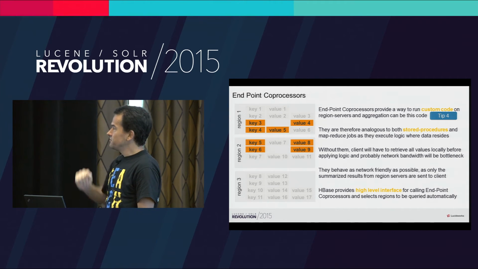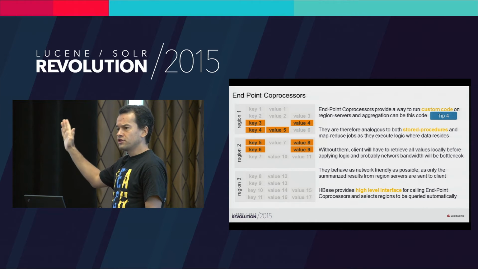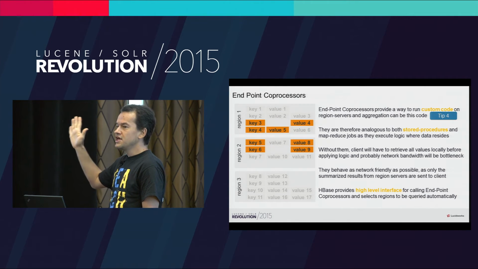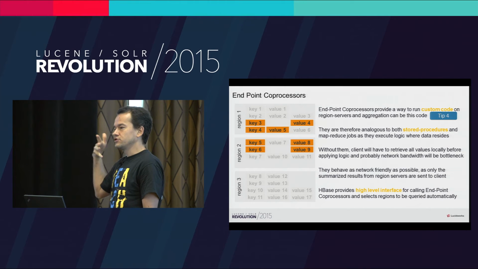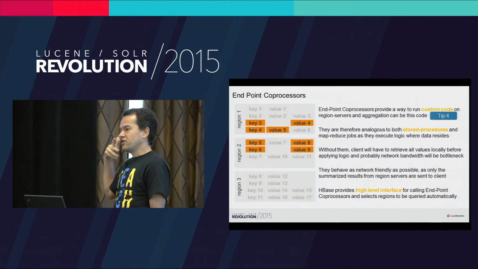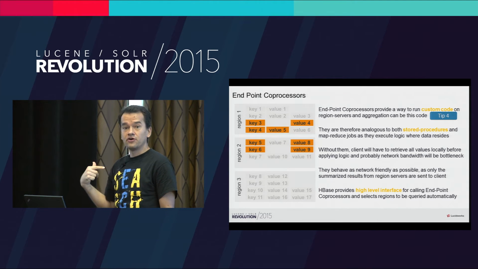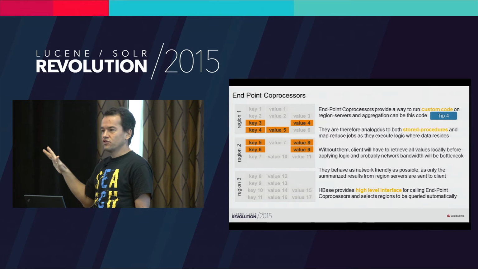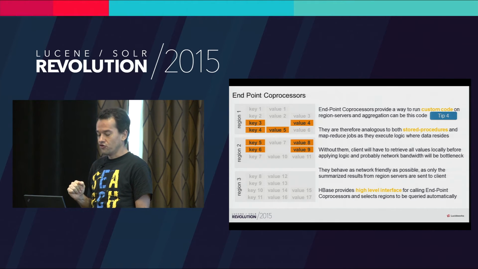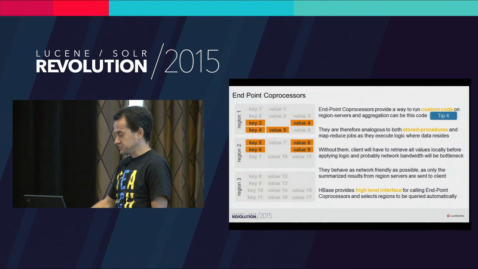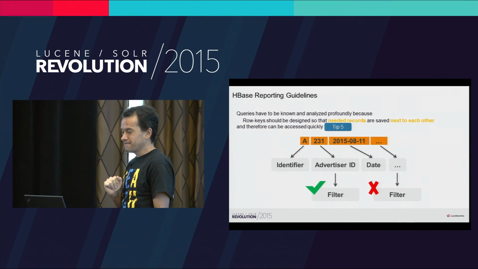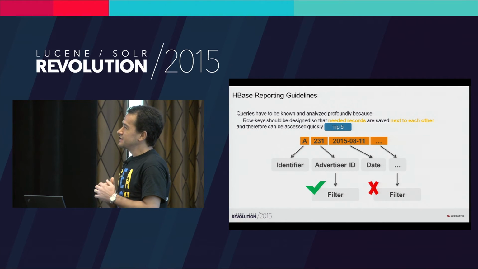That means, very important guideline, your reporting with HBase won't work if you are retrieving the records on the client side and aggregating there, because the network traffic and the time that you need to transfer the records is going to dominate, and you won't have a system that performs well. Use coprocessors. What is the next guideline?